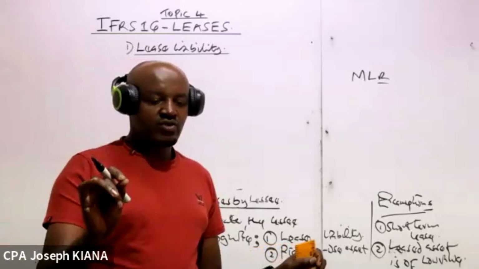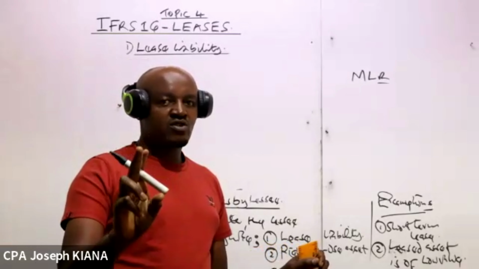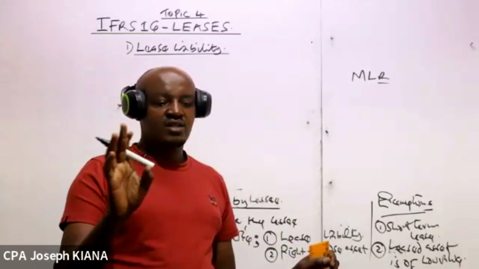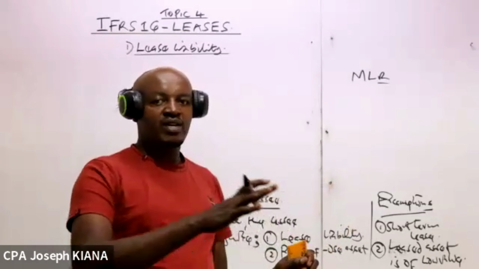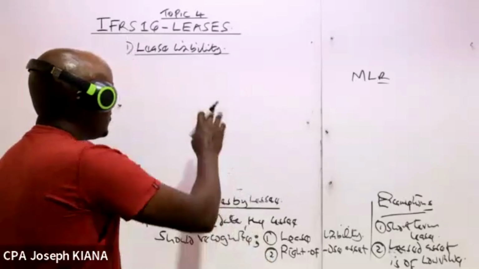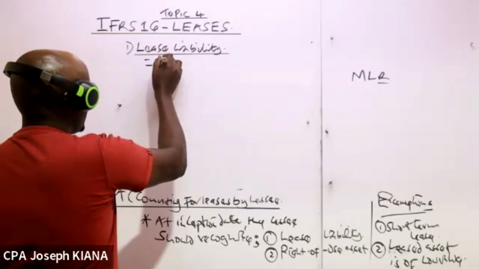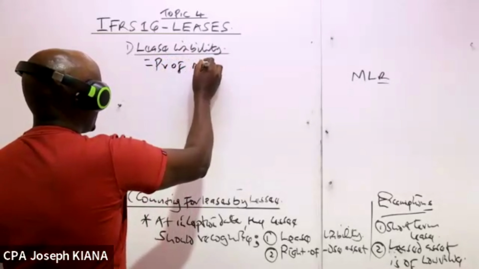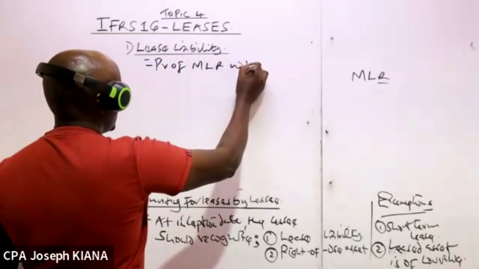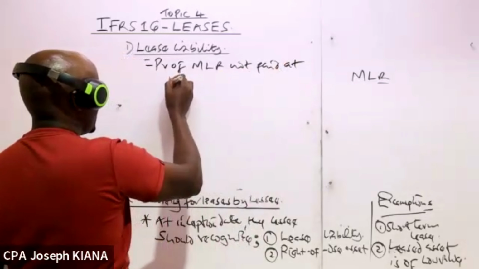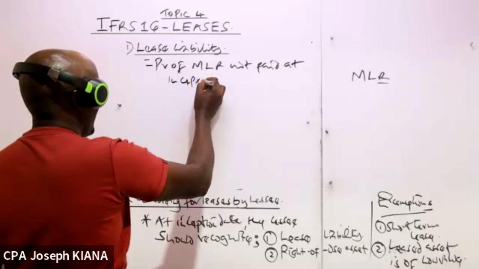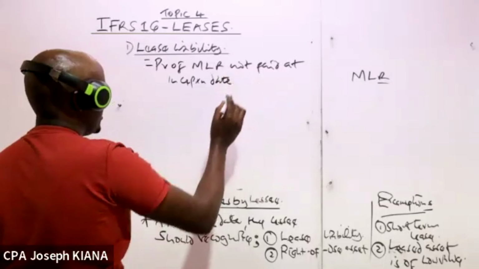So therefore, that's why we are saying, if you lease an asset, you have to recognize two things: the lease liability, which is basically equivalent to the present value of the rent you are going to pay, and the right of use asset. And therefore, this lease liability is equal to the present value of the minimum lease rentals not paid at the inception date.